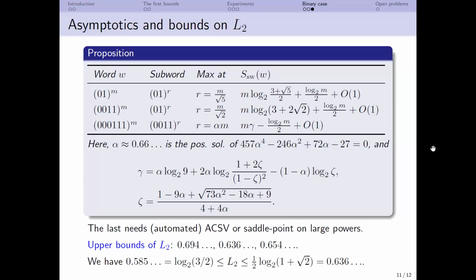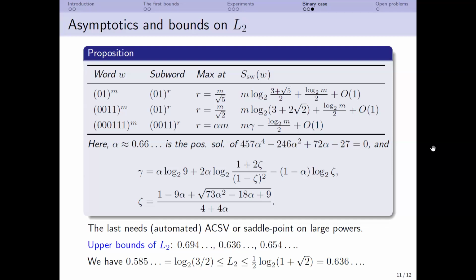We know that the direction that maximizes the number of occurrences would be r equals alpha m, with alpha a number really close to 2/3, but it's not. It's the solution of this equation of degree 4. And then the subword entropy would be m times gamma, with gamma given by this somewhat complicated expression, which comes from the maximization of the coefficients.